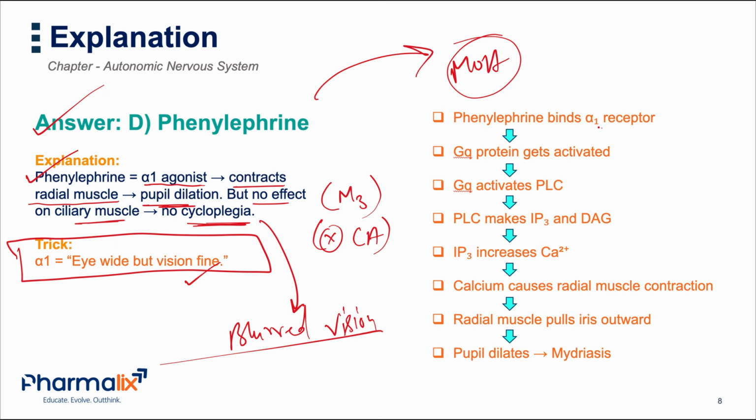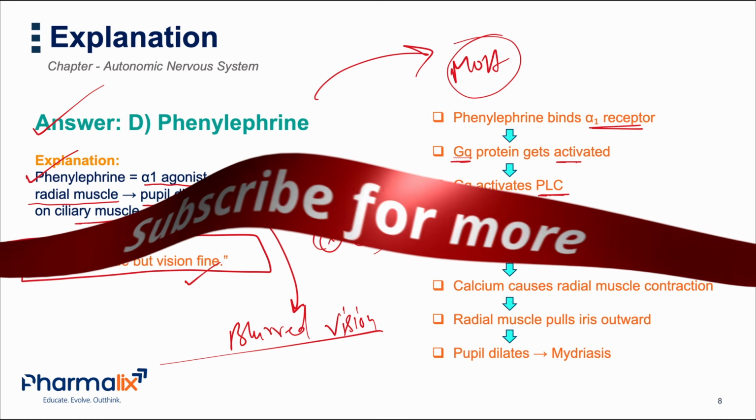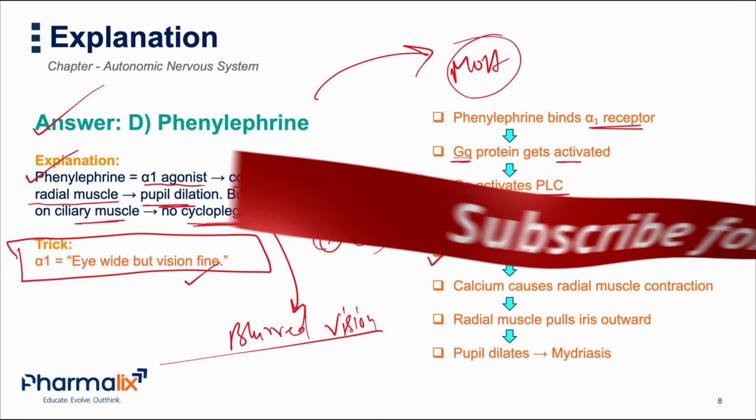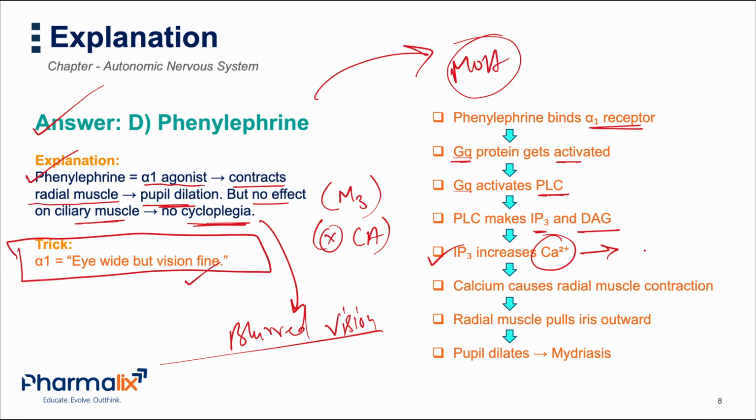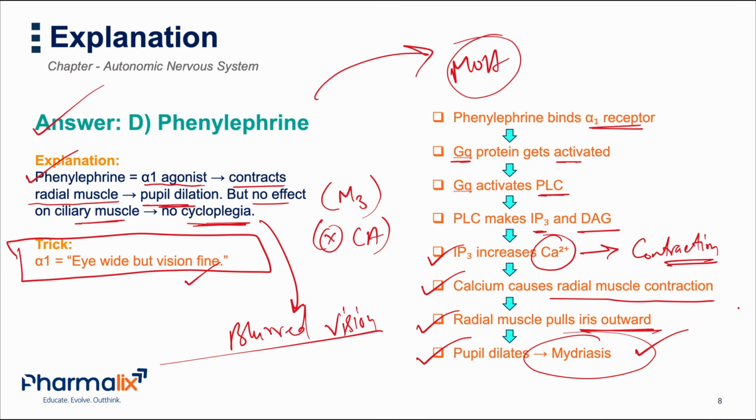Phenylephrine binds to alpha-1 receptor. Gq protein gets activated. Gq activates the PLC, phospholipase C, which makes IP3, inositol triphosphate, and DAG. IP3 increases the calcium, and wherever calcium is there will be contraction. This I have always emphasized, that whenever there is calcium, there will be contraction. Calcium increases the radial muscle contraction. Radial muscle pulls iris outwards and pupil dilates, and then there will be the condition called mydriasis.